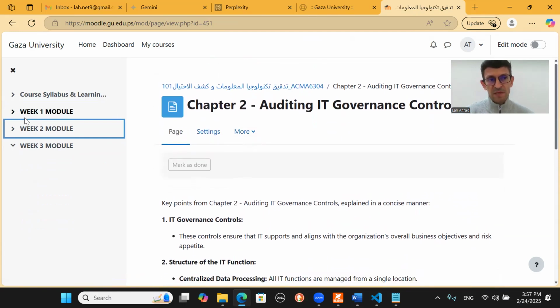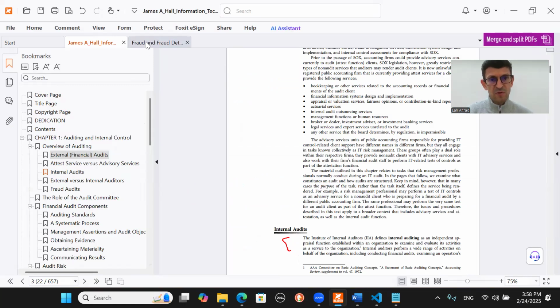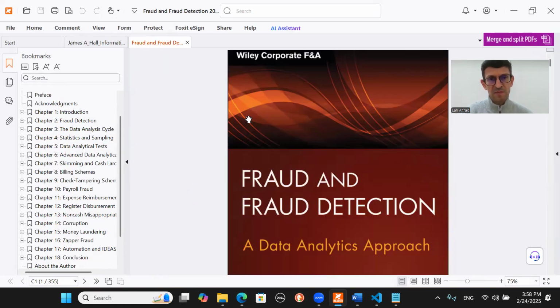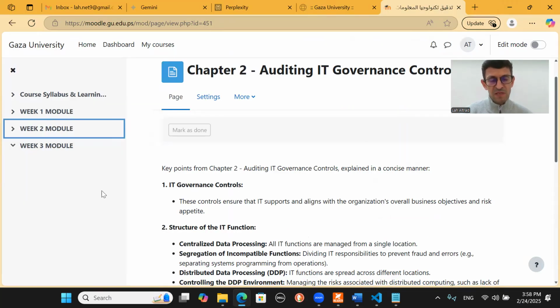Right, so this is really a quick intro to this course. And these are the two main textbooks that we need to take a look at. I will also provide more details about each chapter later on.